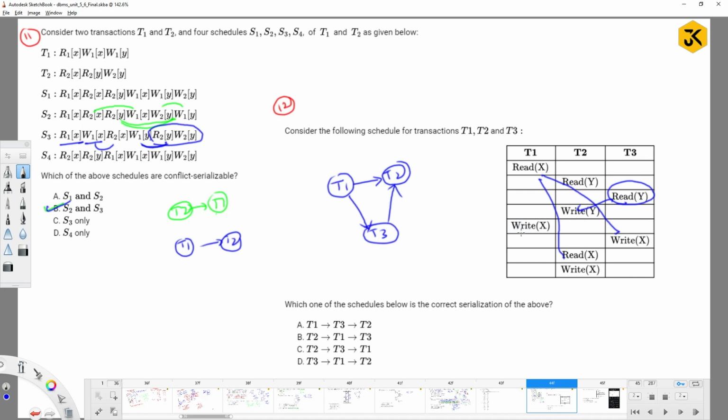Write of X, T1 to T2 is already there. T1 to T3 is already there. This write of X, T3 to T2 is already there. T3 to T2 already there, and no further transactions are there. There is no problem. So this is my final graph you are going to get, right?